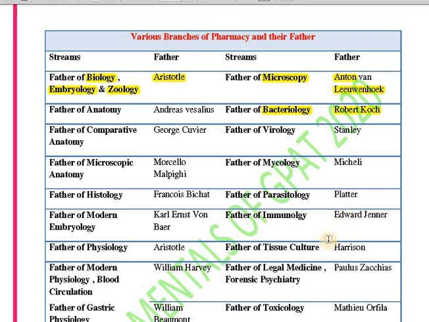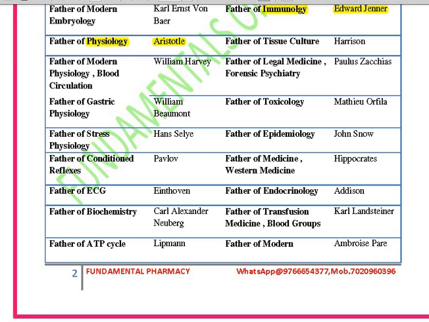Then the father of immunology, which is important: Edward Jenner is known as the father of immunology. Physiology: Aristotle is known as the father of physiology. Next one is Hippocrates. You must be aware of this. Hippocrates is known as the father of medicine, or father of western medicine.